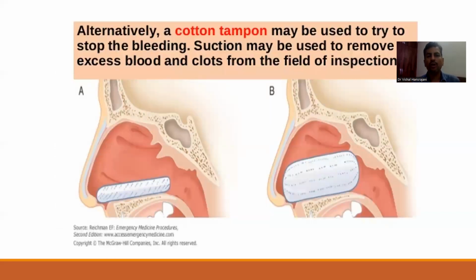As an alternative, a cotton tampon may be used to try to stop the bleeding from the nose if the Merocels are not available. So we need to have a proper and strong suction to remove the excess blood and clots for inspection. And after removing them and seeing the nasal cavity from inside, then we can put the nasal packs in.